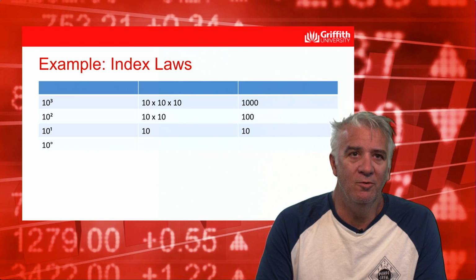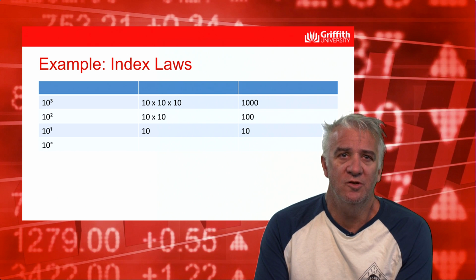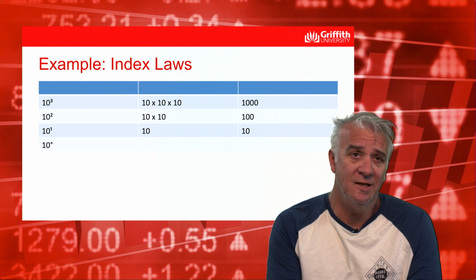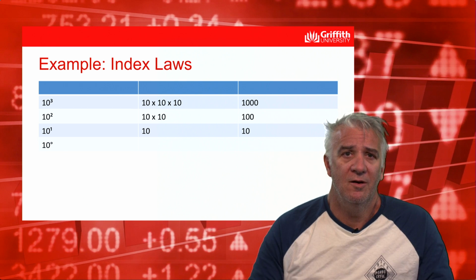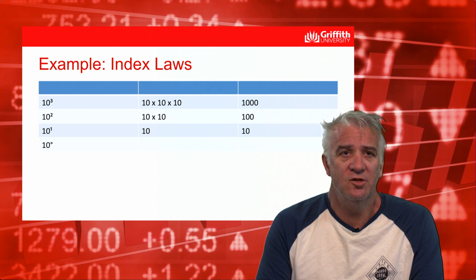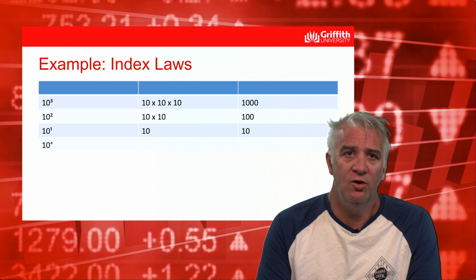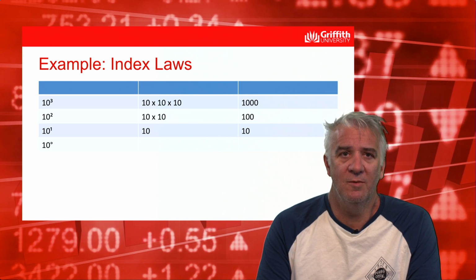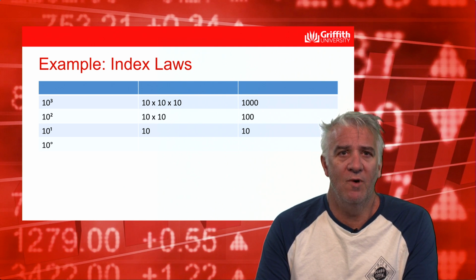So here's an example. When you come to introduce index laws, the students may have done it in year 10 or not, but what we do know is when kids turn up, they often will understand that 10 cubed is the same as 10 times 10 times 10, which is 1,000, and 10 squared is the same as 10 times 10, which is 100, and 10 to the power of 1 is 10.